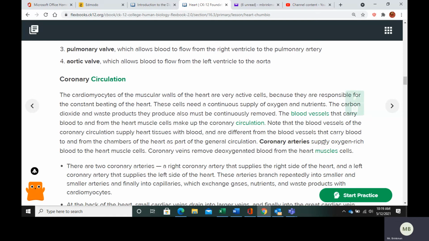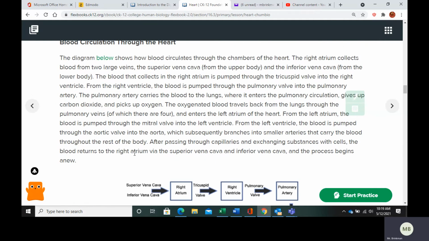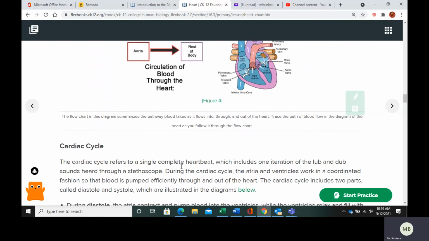Coronary arteries are going to supply oxygen-rich blood to the heart muscle cells, and coronary veins are going to remove deoxygenated blood from the heart muscle cells. Since the heart is always contracting and relaxing, it needs a pretty consistent flow of oxygen and nutrients. This shows the entire path of blood as it enters and exits the heart.